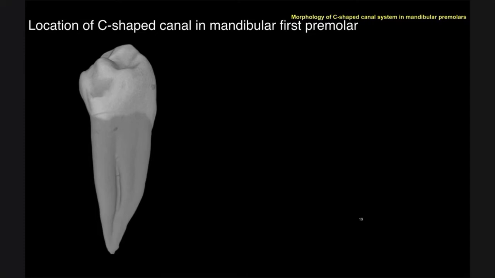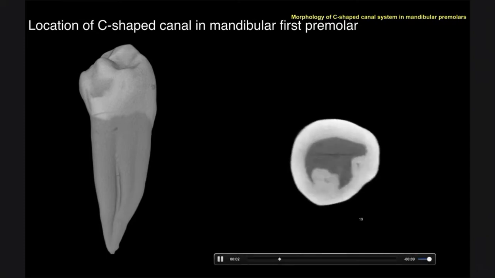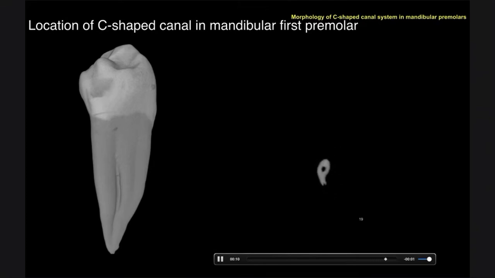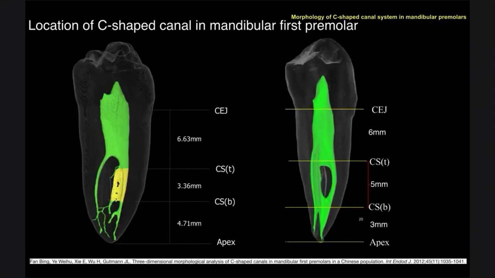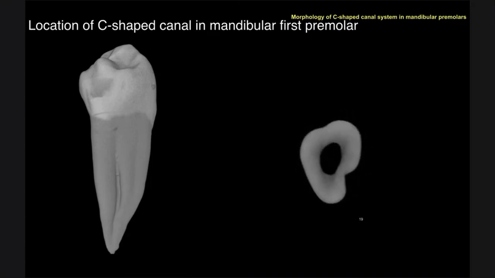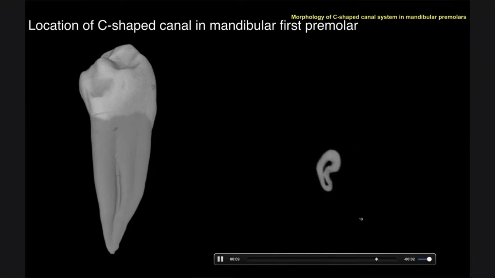So, where does the C-shaped canal locate in the root? Let's watch this three-dimensional animation of the root canal morphology in mandibular first premolar. And we can see significant variations of the root canal configuration at different levels of the root. And also we can find teeth with C-shaped roots do not always have C-shaped openings. Those with C-shaped orifice do not always have continuous C-shaped canals.